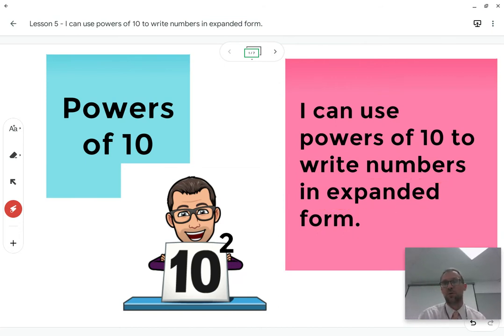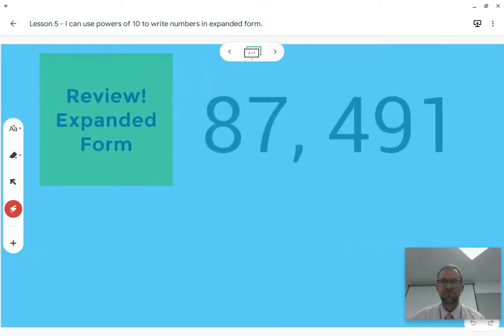So we'll take what we learned about powers of 10 yesterday and we'll apply it to writing numbers in expanded form. And that'll help us practice the place value learning we did earlier in the week. So we're sort of bringing everything together here in this last day of the week. All right, let's get started.